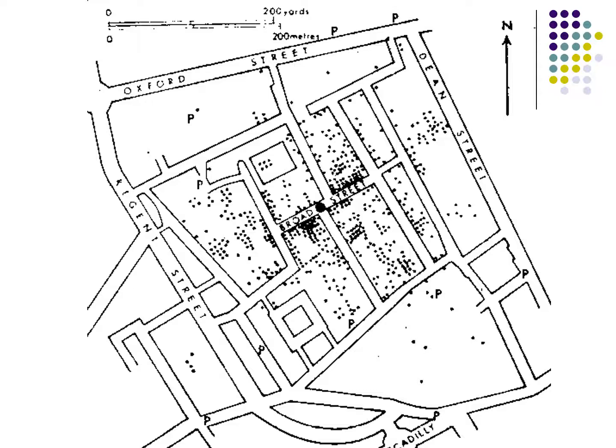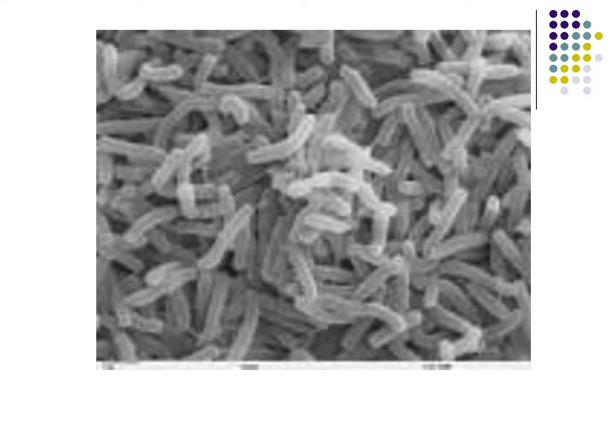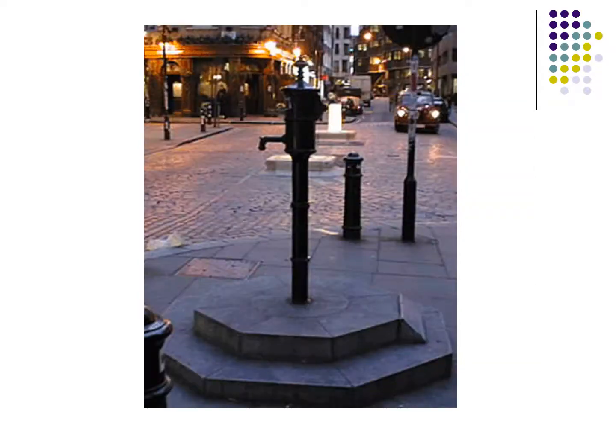He did try to convince people that it was coming from the pump in some way, and it was not believed initially, but he finally convinced them to remove the pump handle. And the cases dramatically decreased. Actually, my understanding is that the cases began to decrease before he removed the pump handle, but nevertheless it makes a good story. Here is what the Vibrio cholerae look like. Sorry, it's a little fuzzy, but it gives you a general sense of what they would look like microscopically. And here's an actual picture of the pump in London without the handle.